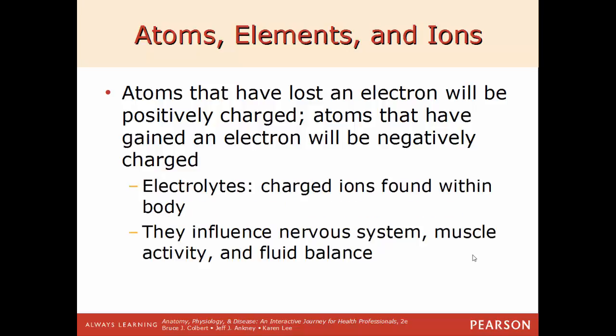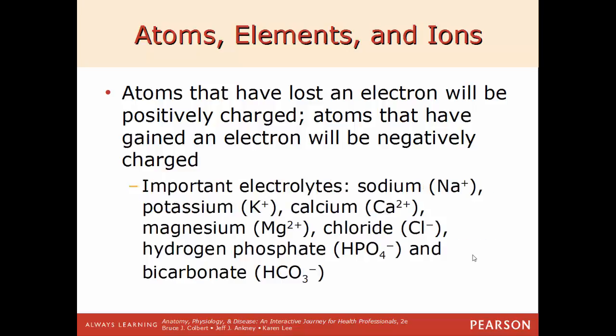All right, another type of ion is called an electrolyte. These are charged ions that are found within the body, and they are very influential on muscle activity, the nervous system in general, and fluid balance. And they're called electrolytes because they're able to conduct electricity. So you can imagine that's going to be very important for the nervous system and very important for muscle activity also. Here's a list of some important electrolytes. Sodium, Na+, potassium, the symbol is K, calcium, Ca2+, magnesium, chloride, hydrogen phosphate, bicarbonate. These are all electrolytes. These are all ions, positive or negative. These are all ions that are able to conduct electricity.